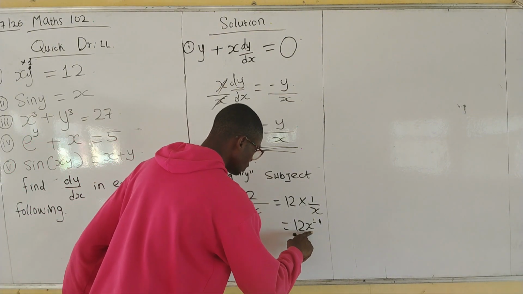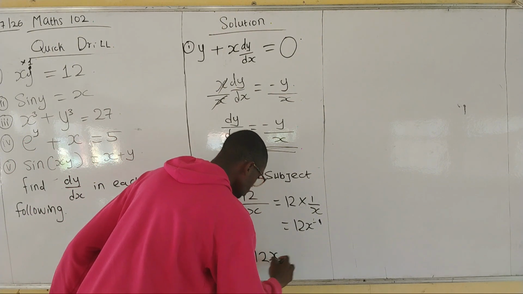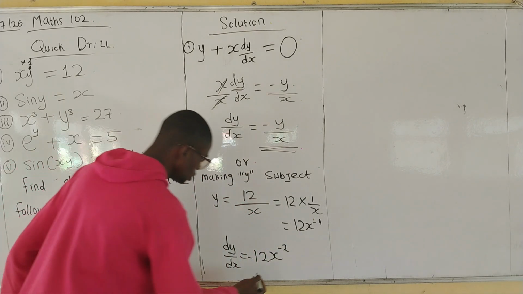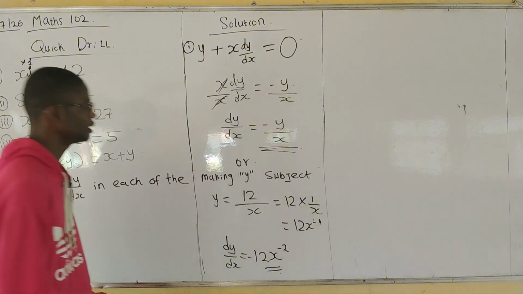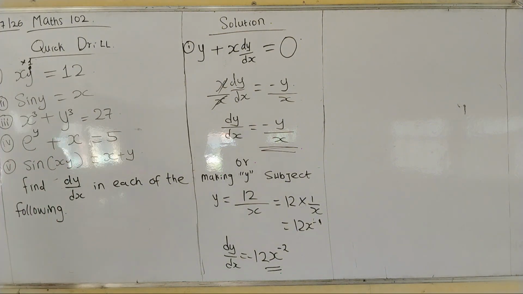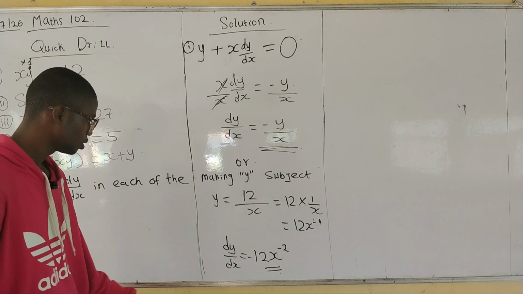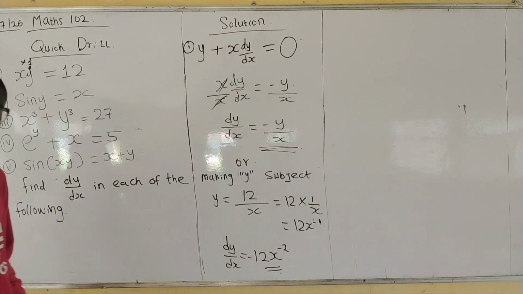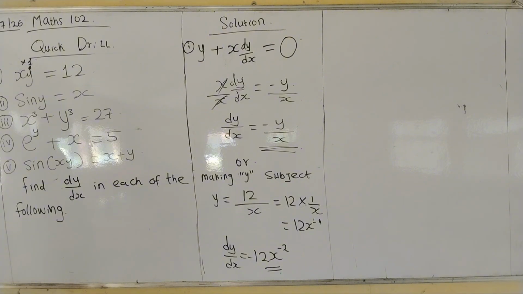Then, in this case, we have x minus 2. And that's the final answer. But somebody will ask me, this and this, are they not looking the same? So what is the difference?